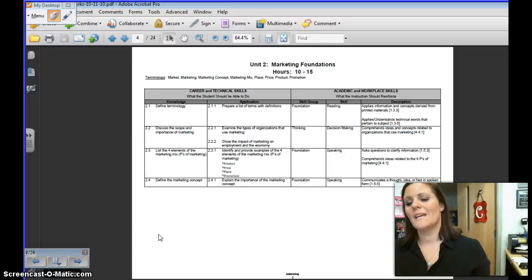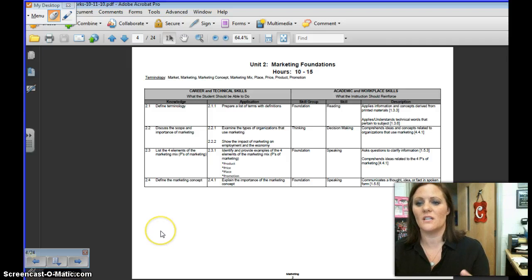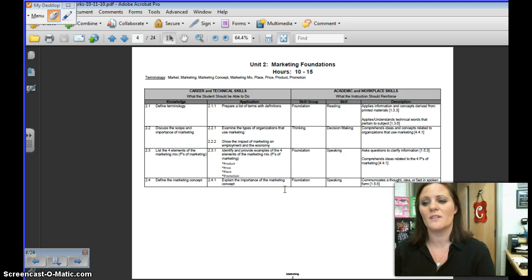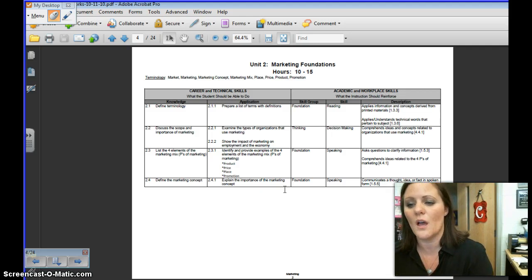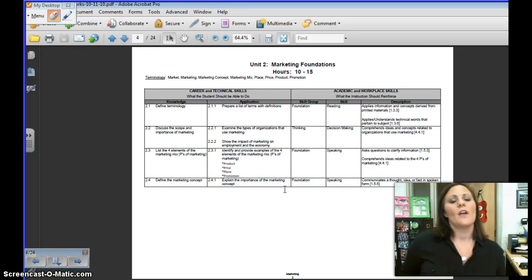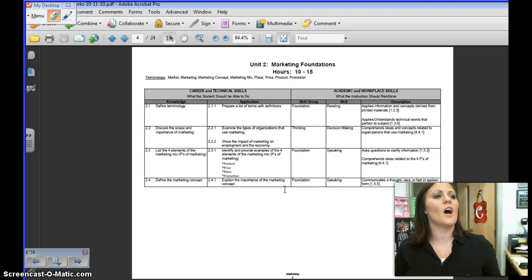Okay, today we are officially beginning Unit 2 Marketing Foundations. I want you to look really quickly at all of the objectives that we have set by the State Department for this unit. You can see we're going to be discussing the scope and importance of marketing. We're going to officially talk about the type of organizations that use marketing, and we'll show the impact that makes to employment opportunities. If you didn't have marketing, there would be a lot fewer jobs.